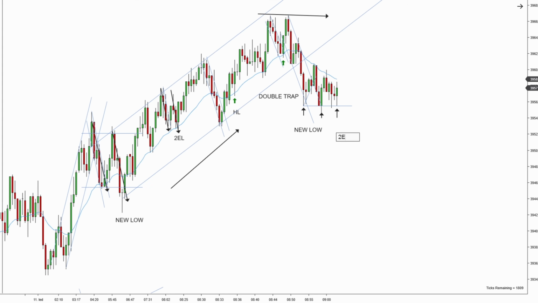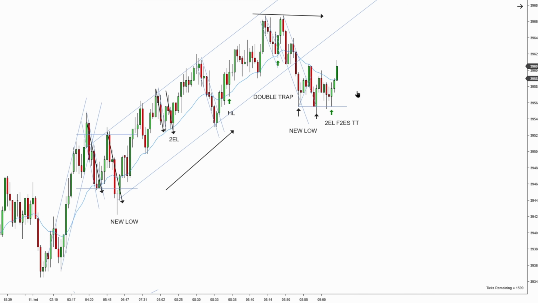So this is a second entry long, failed second entry short, and triple test. Great, aggressive setup because you're below EMA, but the context is so strong: bears depleting, second entry long, failed second entry short, triple test, which was the main reason why I like taking the setup right here. If you're a beginner trader, you don't want to enter right here below the EMA.